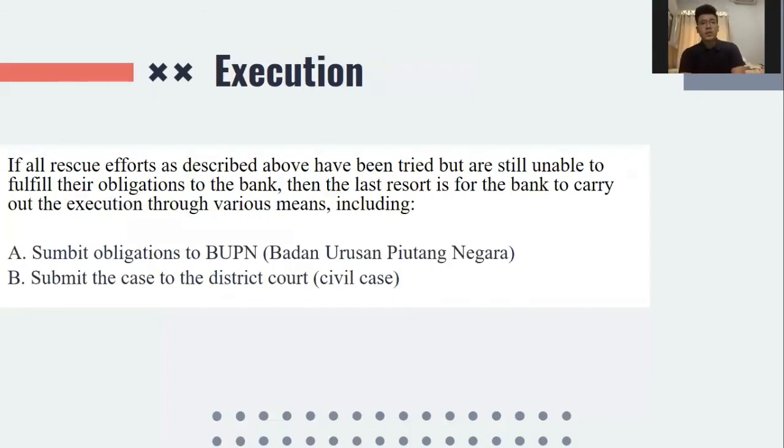The next one is about execution. If all rescue efforts, as described above, have been tried but the debtor is still unable to fulfill their obligation to the bank, then the last resort is for the bank to carry out the execution through various means, including: the first one is to submit the obligation to BUPN, or Badan Urusan Piutang Negara. B. Submit the case to the district court. It's about a civil case.